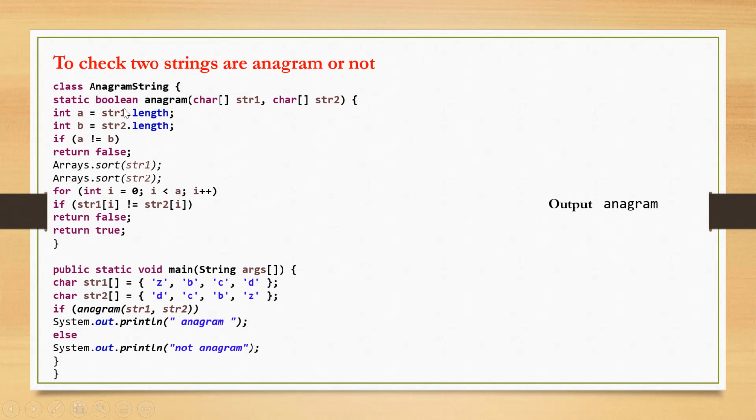And then we are sorting both strings, and then we are comparing both strings with the help of this logic. Here we are using one loop and one condition, and with the help of that we are comparing both strings. If the comparison is the same, it will give true, else it will give false. In this main method, we are passing string 1 and string 2. If both are the same, it will say anagram. Here, ZBCD and DCBZ have the same characters, whatever the order, so that's why it says anagram. This is also an important question.